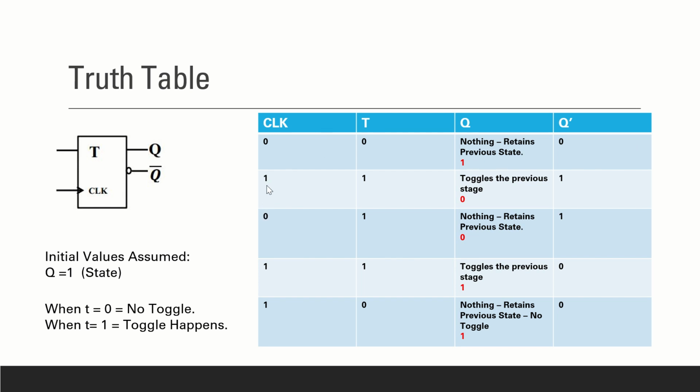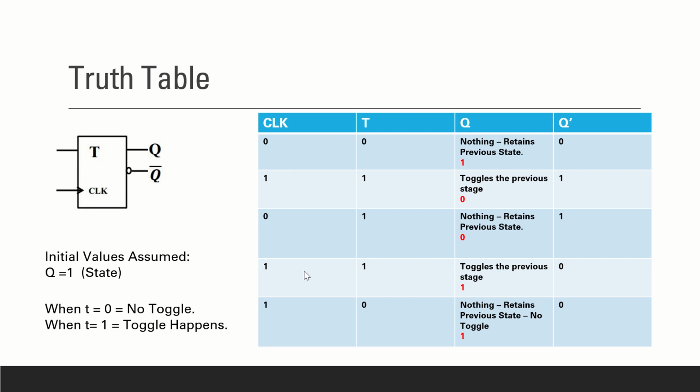The next condition. The clock is 1 and toggle is 1. When the clock is 1 and toggle is set, it will toggle the previous state. The previous state is 1 here, so Q becomes 0 and Q bar becomes 1. Now the next case. I make the clock 0 but toggle is enabled. When clock is 0, nothing happens. Nothing can move. The flip-flop is almost calm and it can't do anything at that time. So clock is 0 and toggle is 1, and it will retain the previous state. The previous state is 0, so it is retained, and Q bar is 1.